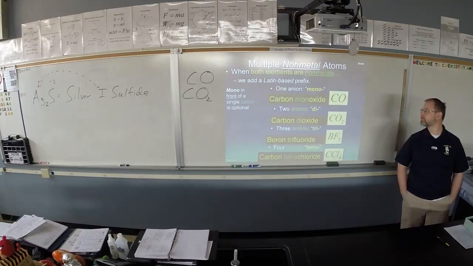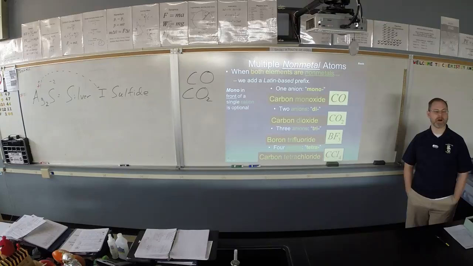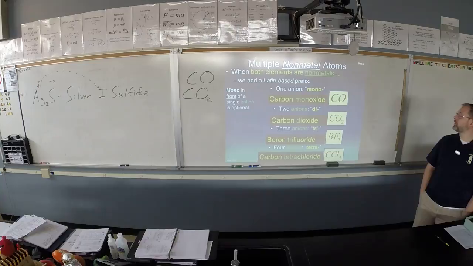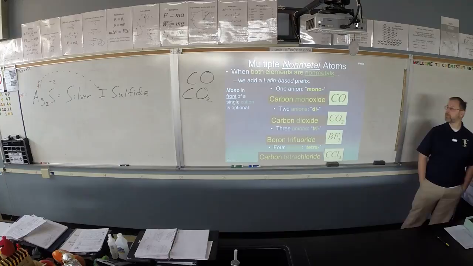So if both of your elements are nonmetals, you have to say how many you have, because the plus minus thing doesn't work anymore. Okay? So carbon monoxide and carbon dioxide are two very valid compounds. You can't use the plus minus anymore because they're nonmetals and they bond covalently, they don't bond ionically.